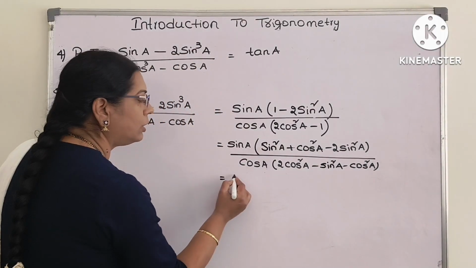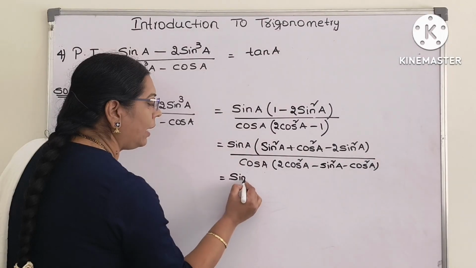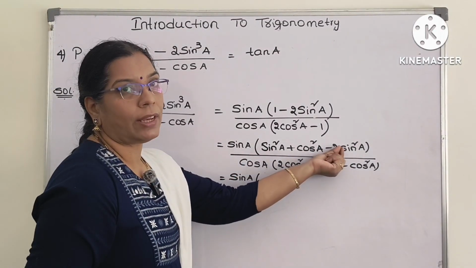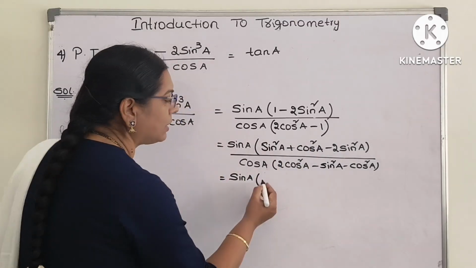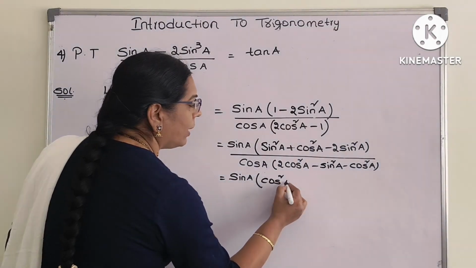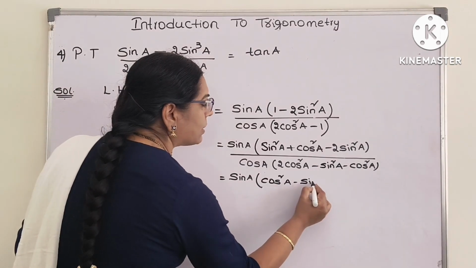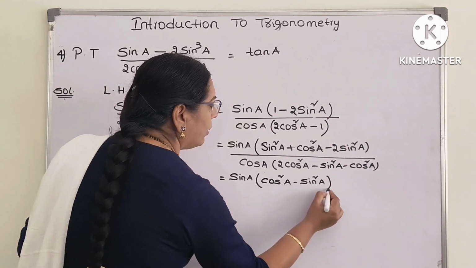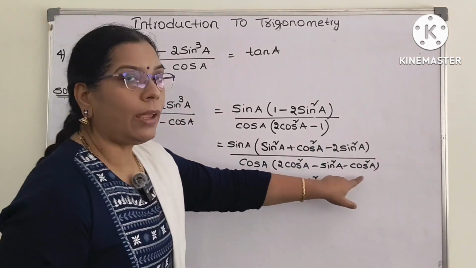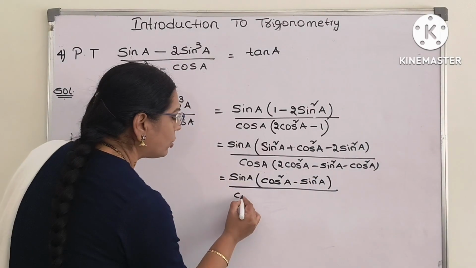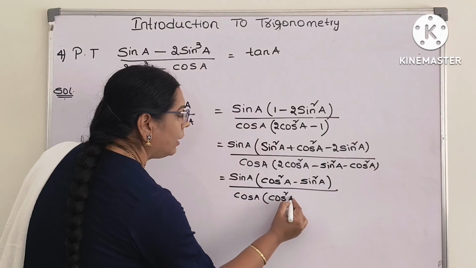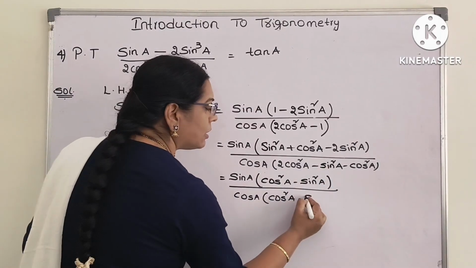square A. So this will be sin A into, now see, sin square A minus 2 sin square A. So the result will be minus sine square A. So I will write this as cos square A minus sine square A divided with 2 cos square A minus cos square A. So I'll be left with a single cos square A and then minus sine square A.